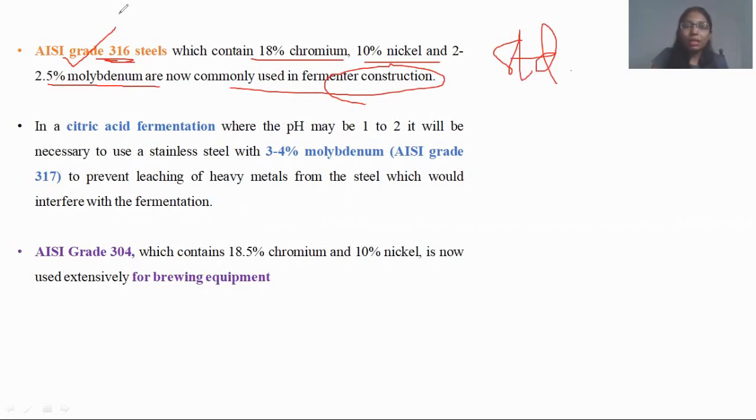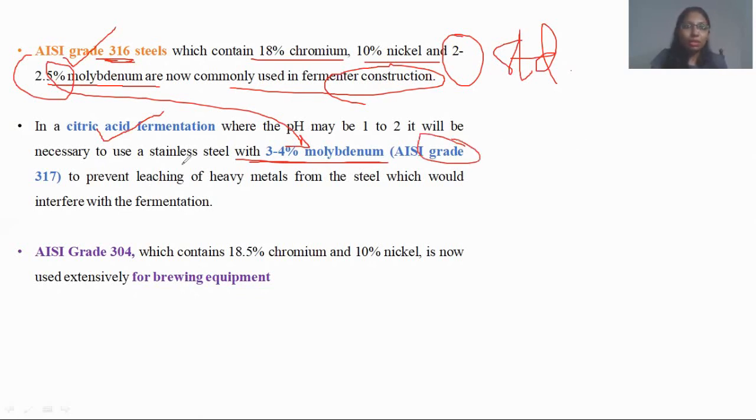But as I said, if the pH is going to drop very low, as in citric acid fermentation, then you are going to use 3 to 4% molybdenum. Here the percentage was 2 to 2.5, but here it has increased to 3 to 4%. And in that case, the grade is 317. Why?